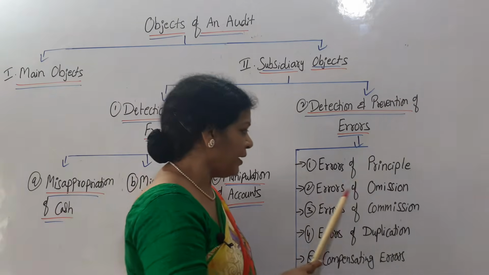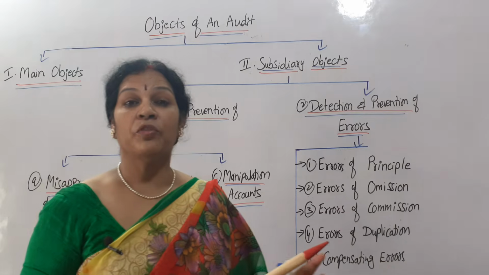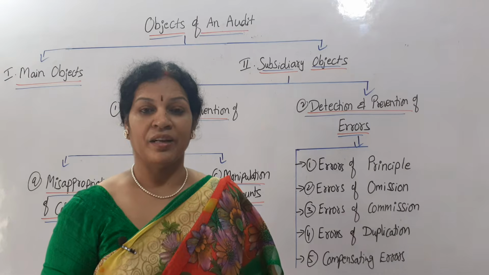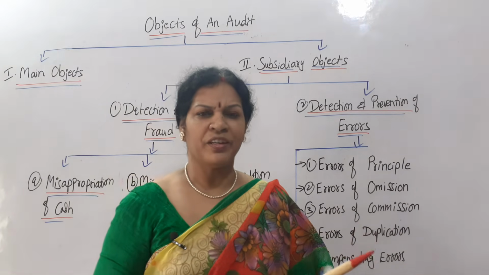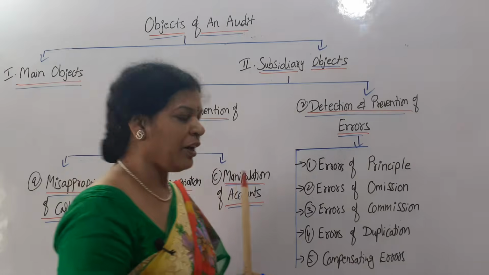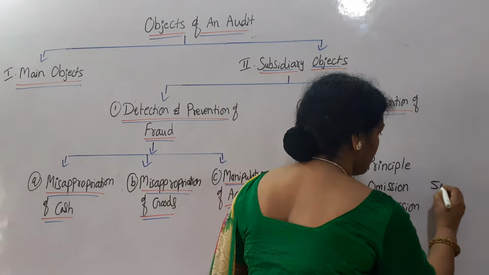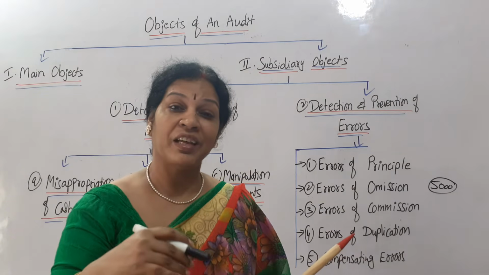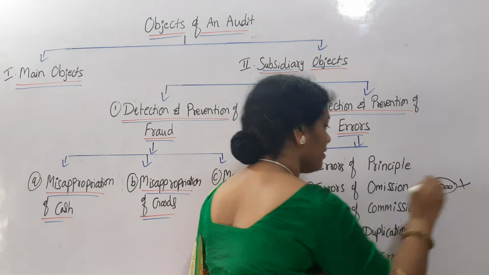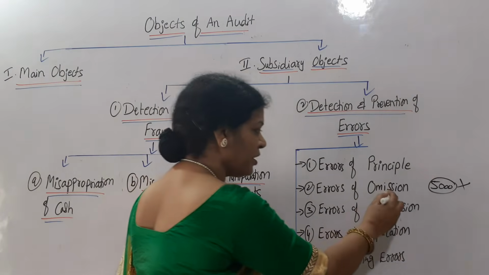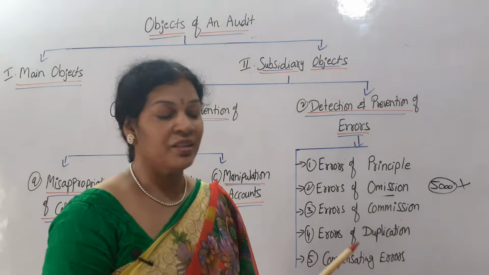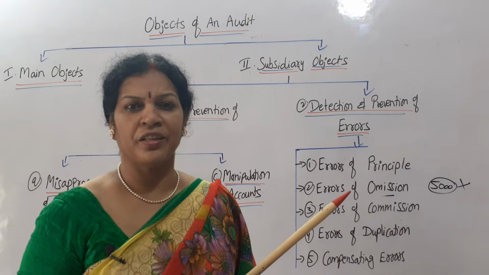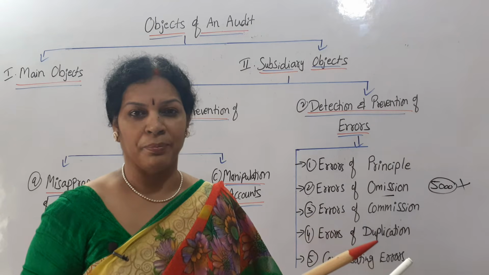Okay. Next one, errors of omission. Errors of omission means a transaction which is totally omitted. Say for example, we have purchased goods of 5,000 rupees. 5,000 rupees of goods we have purchased, but this transaction we forgot to enter. Not entered at all. Omitted. When this is omitted, that is an error of omission. There may be a lot of transactions like that because the companies are very huge, right?